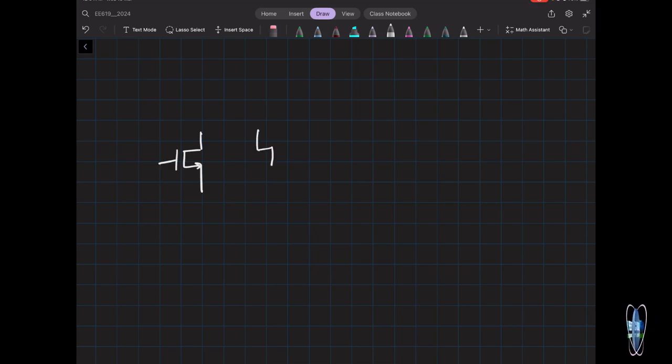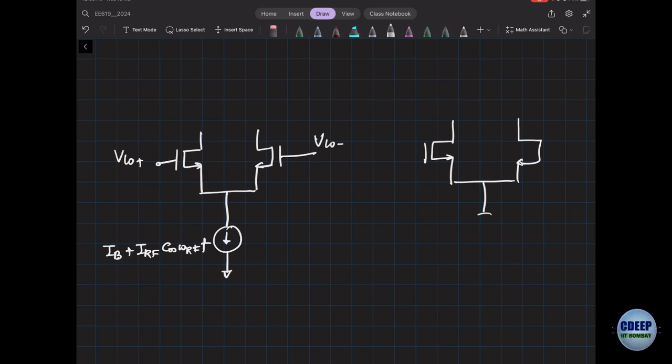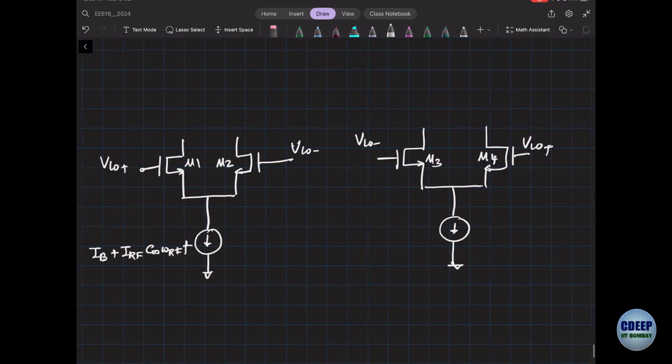So, this is kind of the fun part of mixer design. Okay? So, this is my VLO plus, VLO minus. And here we have IB plus IRF. Agreed? Now I will do another one and I'll change the signs to my liking. And here I will make this VLO minus, VLO plus. So this is M1, M2. Please draw the picture in your book. Otherwise you will not get how to draw the schematic. And here in this case, I'm going to make it IB minus IRF.